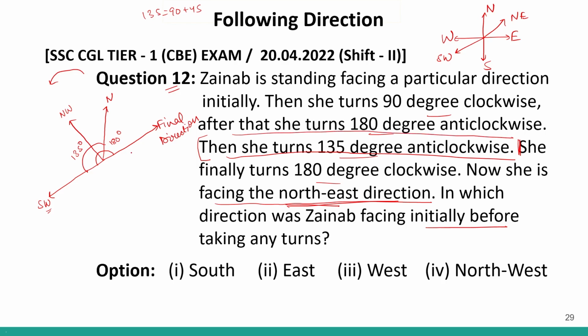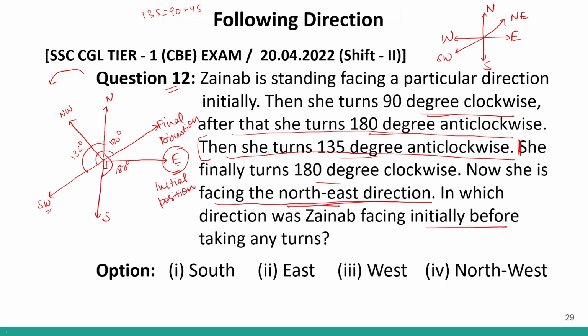Then she turns 180 degrees anti-clockwise. So again, 180 degrees from north will give me the south direction. Clearly, this will be 180 degrees. Now, she turns 90 degree clockwise to reach south. So 90 degree clockwise, if I move clockwise, this will be 90 degree. And this direction will be east. From east, if I take a 90 degree clockwise turn, I'll reach south. So this will be my initial position. So let us recheck. Okay, let's start from the initial position.